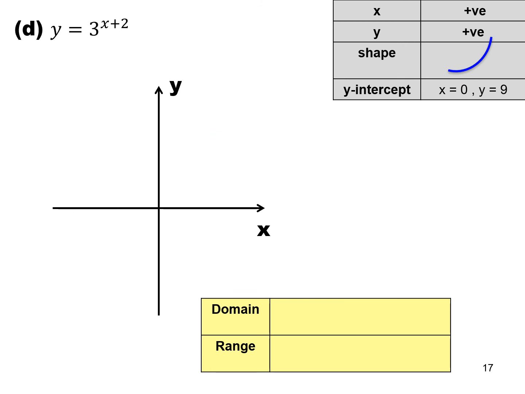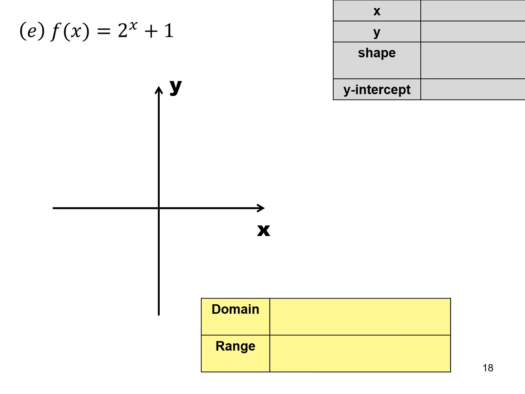Okay, for y equals 3 to the power of x plus 2, you can see that x positive, y positive, so the shape is like this. So x is 0, y is 9, so 9 for y. Get the shape, and the domain is real, and the range is 0 to infinity.